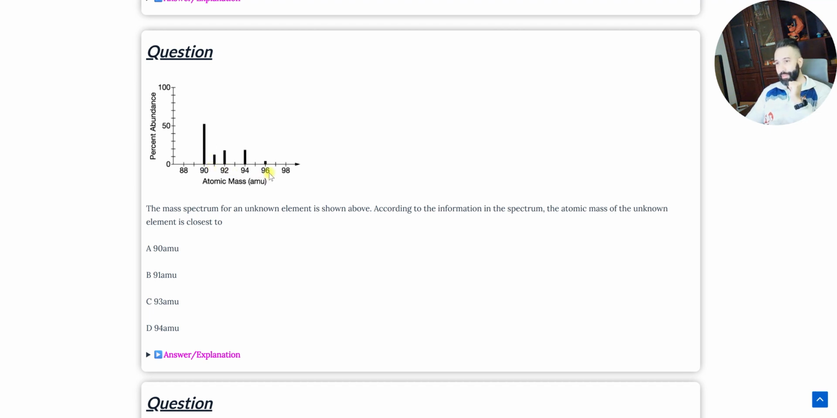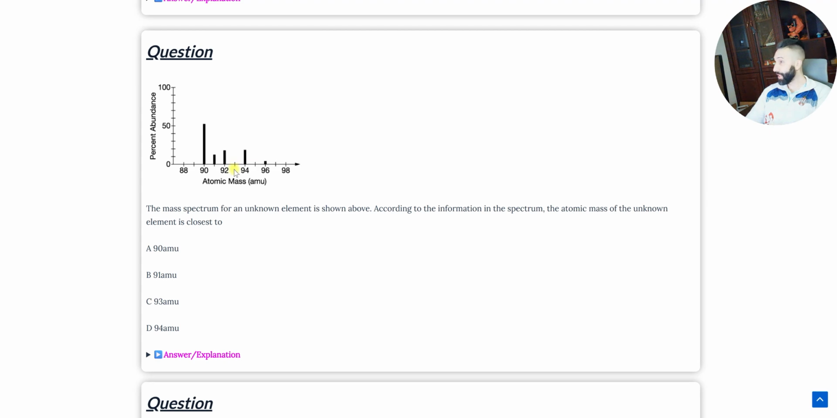However, you have 96 here, we have 94, we have 92. So the average is probably here, closer to here. However, here we got 91 and 93. I would say this is 91, but there's also an option of 93, which is here. Probably not correct, but could be.